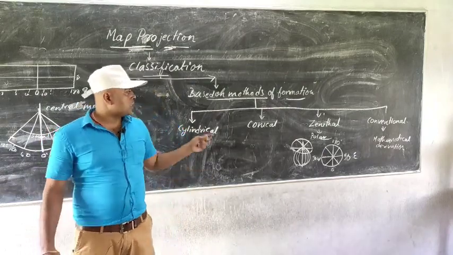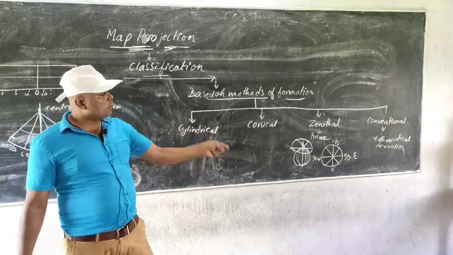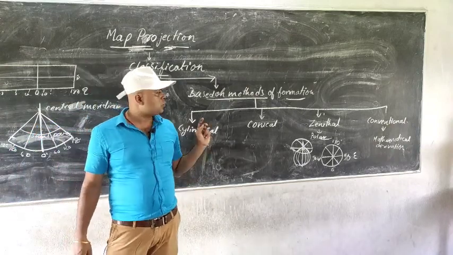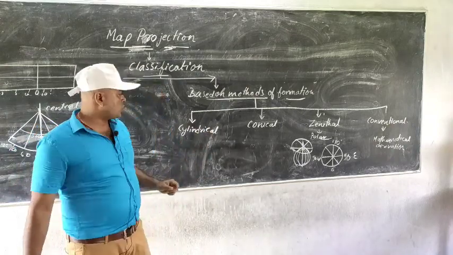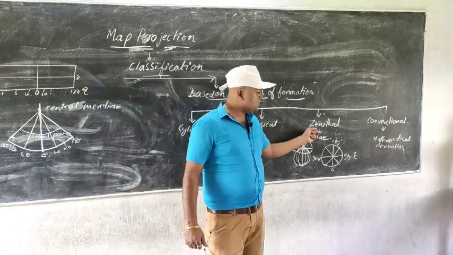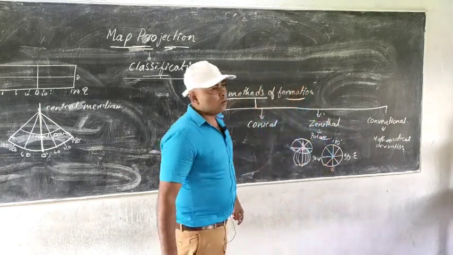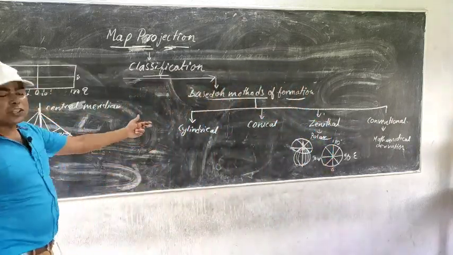What do you have to do? Classification based upon the method of formation. Among that, there are four main types of map projection. Number one is cylindrical, two conical, third zenithal, and the last one is conventional. Now let's move on to cylindrical projection.